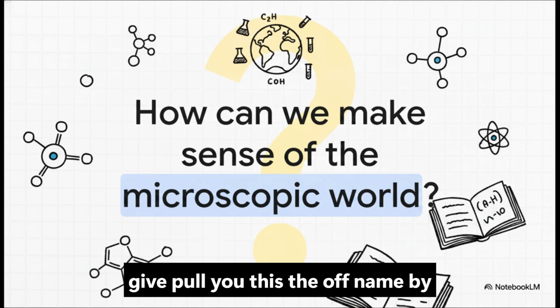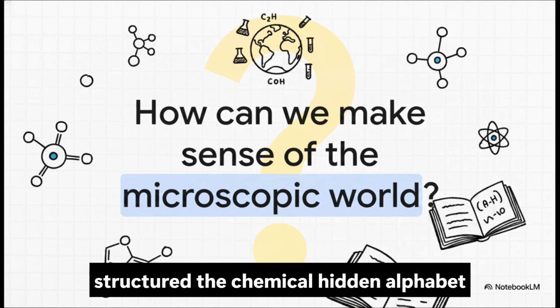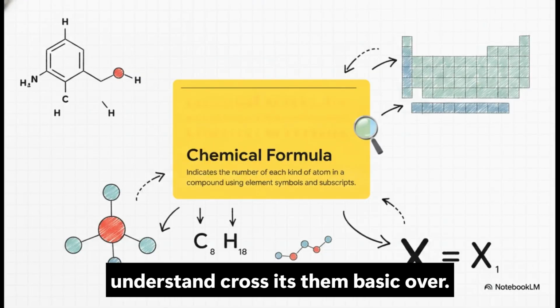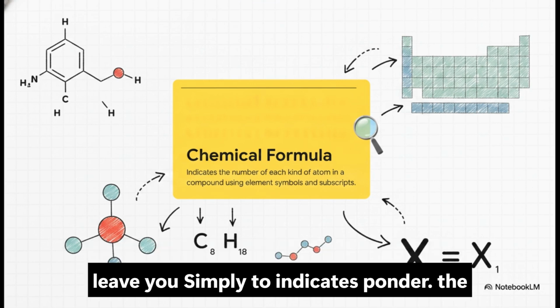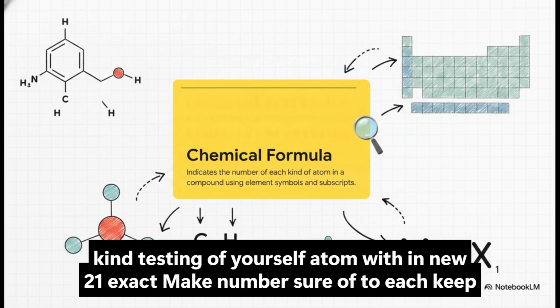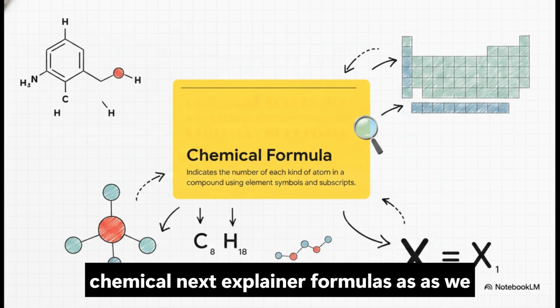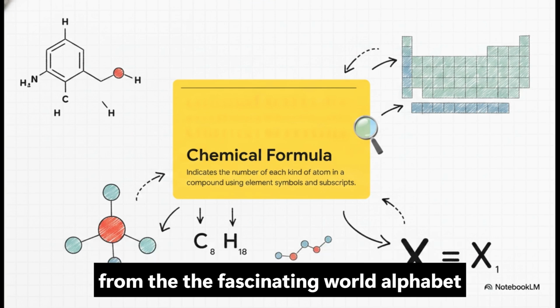And they pull this off by using a highly structured chemical alphabet and grammar. To fluently read this language, you first have to understand its basic words. A chemical formula simply indicates the exact number of each kind of atom in a chemical compound. You can think of chemical formulas as words built straight from the alphabet of elements on the periodic table.